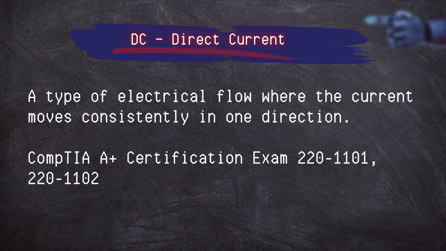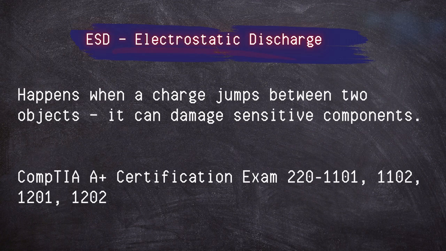DC, or direct current. It is a type of electrical flow where the current moves consistently in one direction. ESD, electrostatic discharge. It happens when a charge jumps between two objects. It can damage sensitive components.